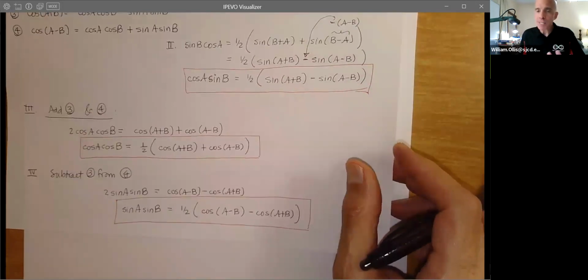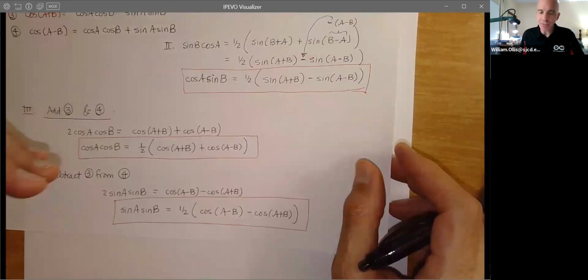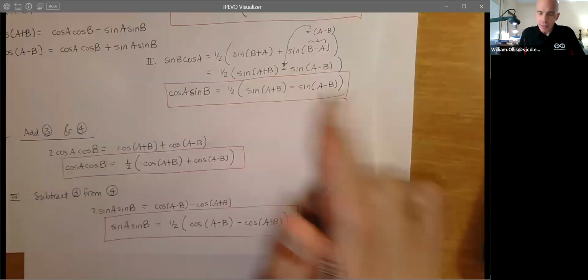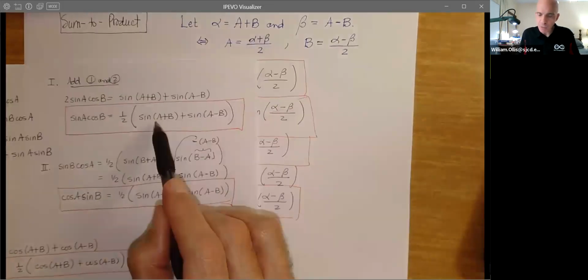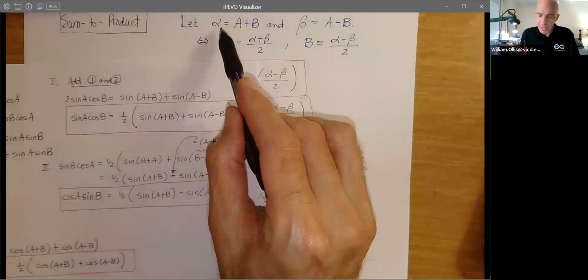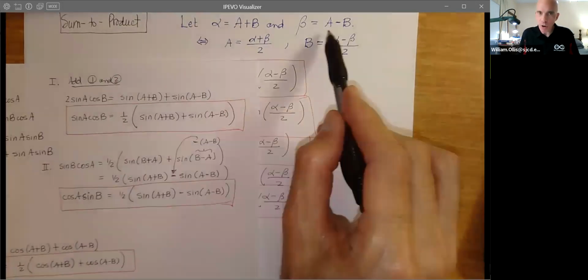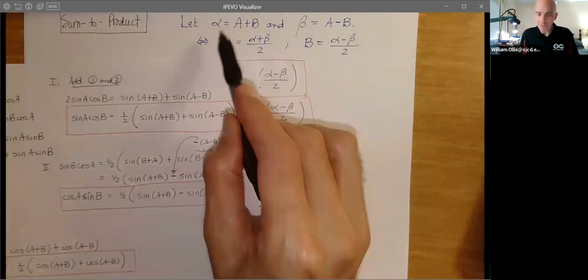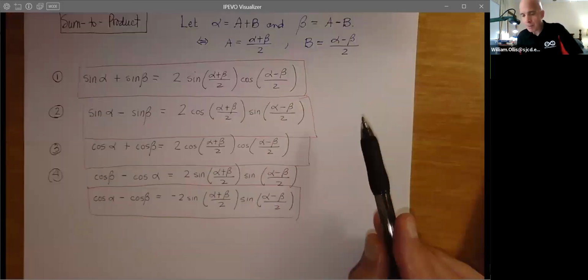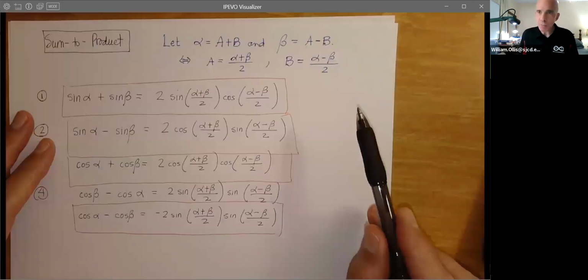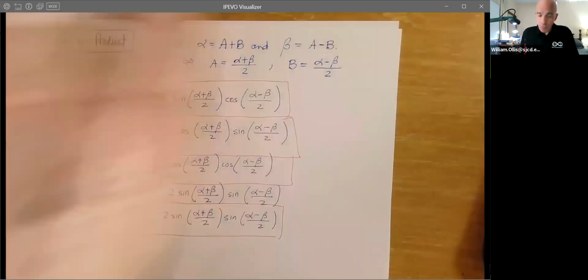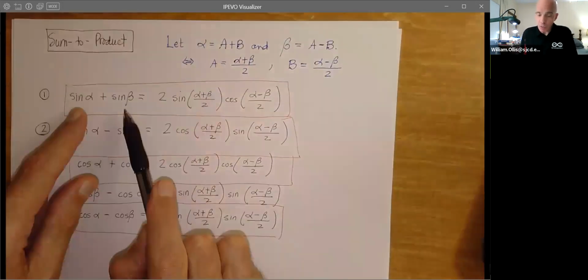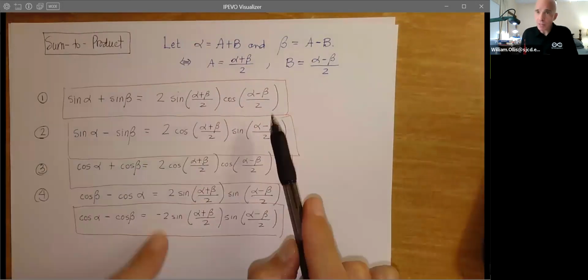And WebAssign will give you practice with these. And then en route to here, we say, okay, let's make a change of variable so we can replace a plus b with a single argument and a minus b with a single argument, namely alpha and beta. And then we just simply take the last identities and flip them. We just solve for the sums, multiply everything by 2 to get rid of the 1/2.